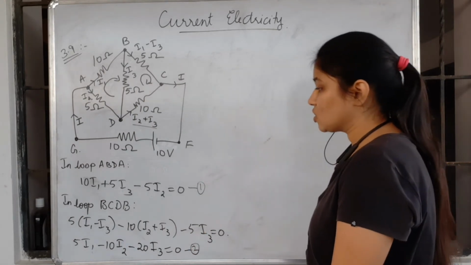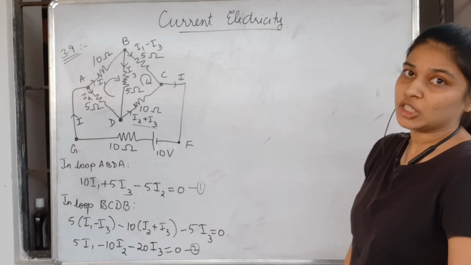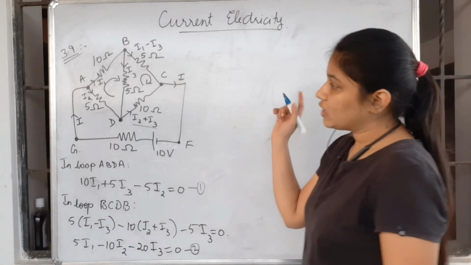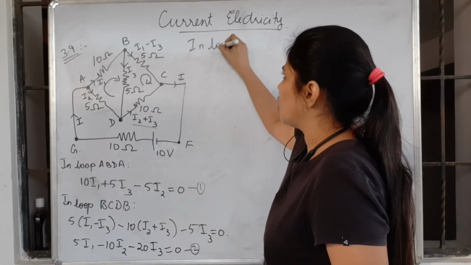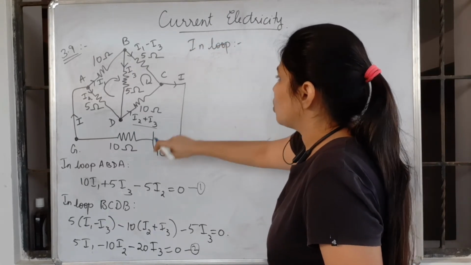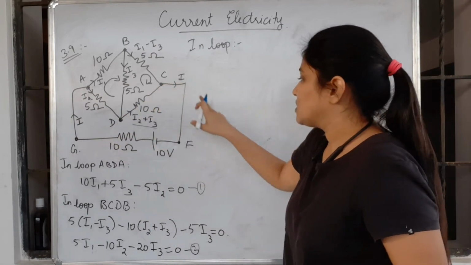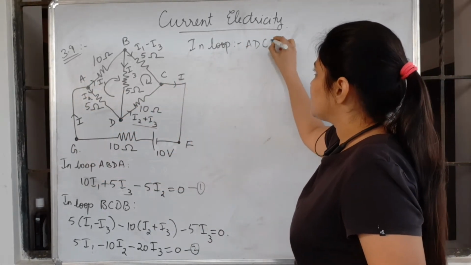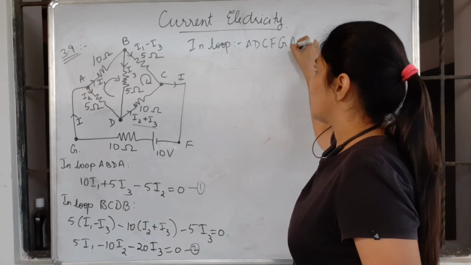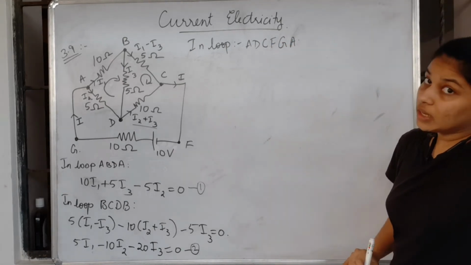Now there are 2 equations but 3 unknowns, so it's not possible to solve. We will need one more equation. You can choose any loop, your choice. So in loop A, D, C, F, G, A, in this loop, you see what you have?